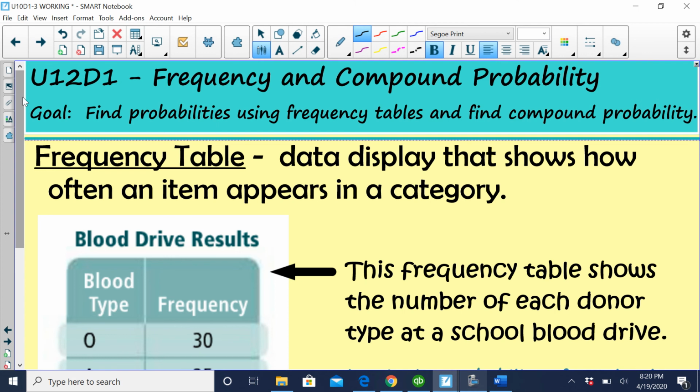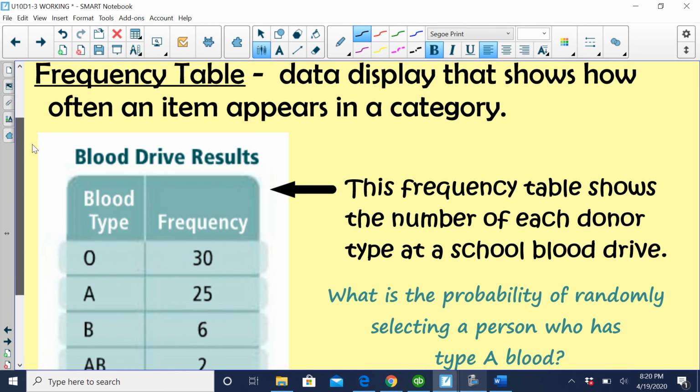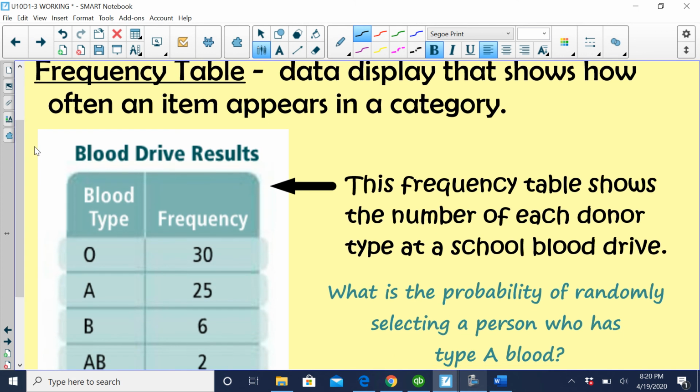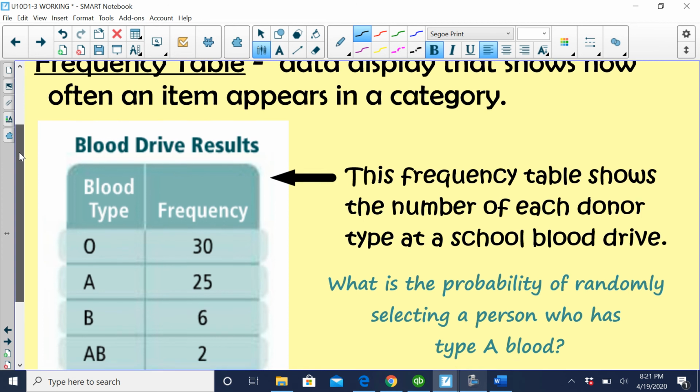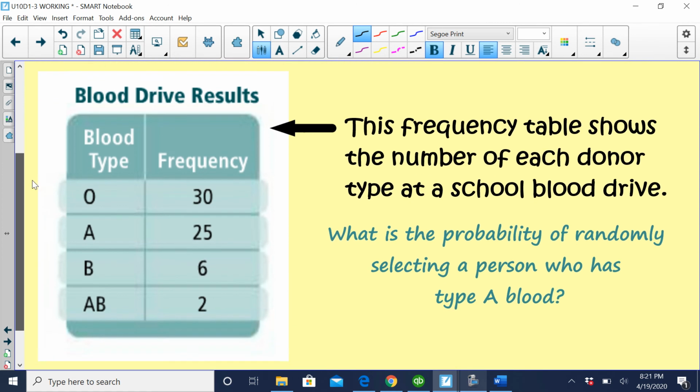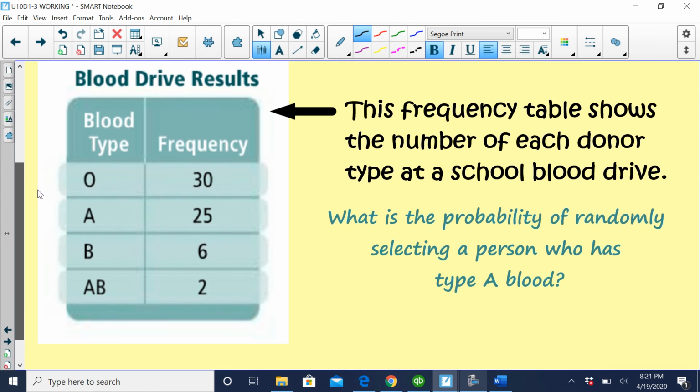Looking at this next chart, it's called a frequency table. You do not necessarily need to add this to your notes. A frequency table is a data display that shows how often an item appears in a category, so how frequently something happens. It says this frequency table shows the number of each donor type at a school blood drive. What is the probability of randomly selecting someone who has type A blood?